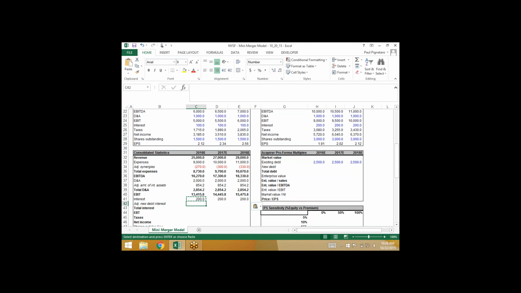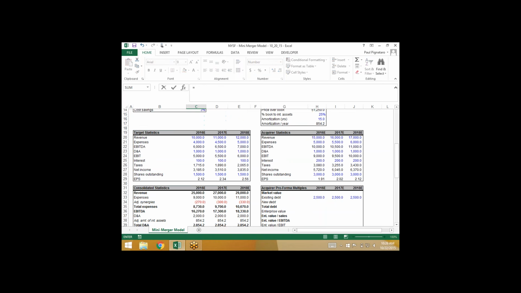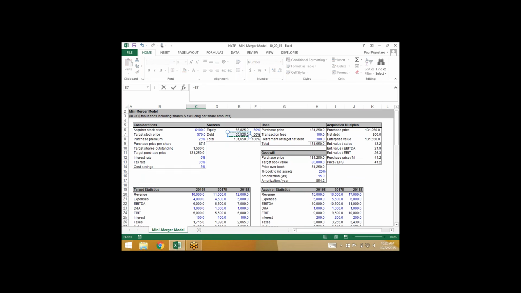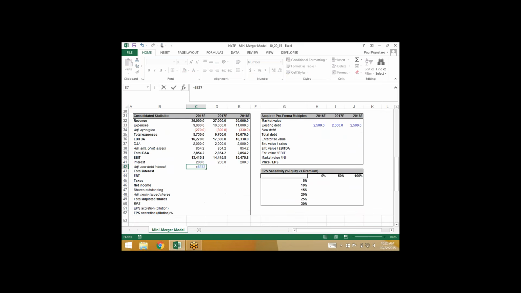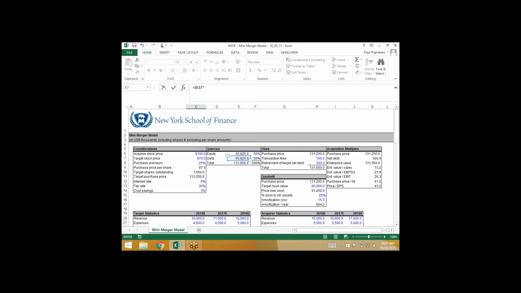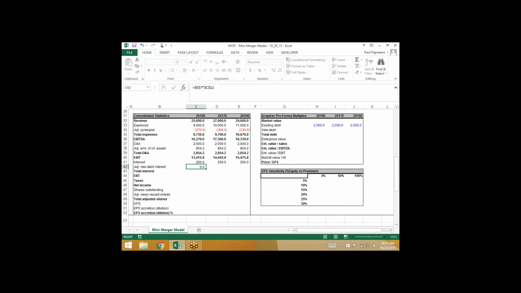However, we have an adjustment. We are raising debt to fund the acquisition, so we will have new interest on that debt. This is going to be linked in from the debt raised. I'm going to anchor this so I can copy to the right, times the interest, which we said was 5% here. I'm going to anchor that so I can copy to the right. That is the new interest on all the new debt raised, giving us a total. Sum.